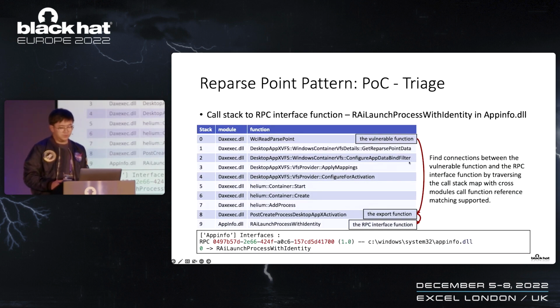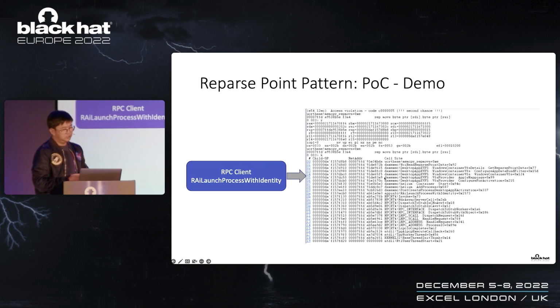RPC interface function is one kind of entry point. We finally find the connection between the vulnerable function and the RPC interface function statically. And so we can call the RPC interface function in the RPC client and set a reparse point data in the meantime to crash the AppInfo service.